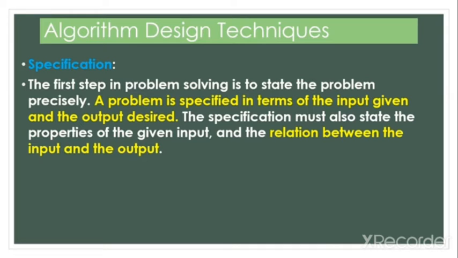The problem is specified in terms of the input given and the output desired. While analyzing the problem itself, we can identify what inputs are required and what output is desired here. Based on the inputs, we process those inputs and provide the desired output. The specification must also state the properties of the given input and the relation between the input and output.